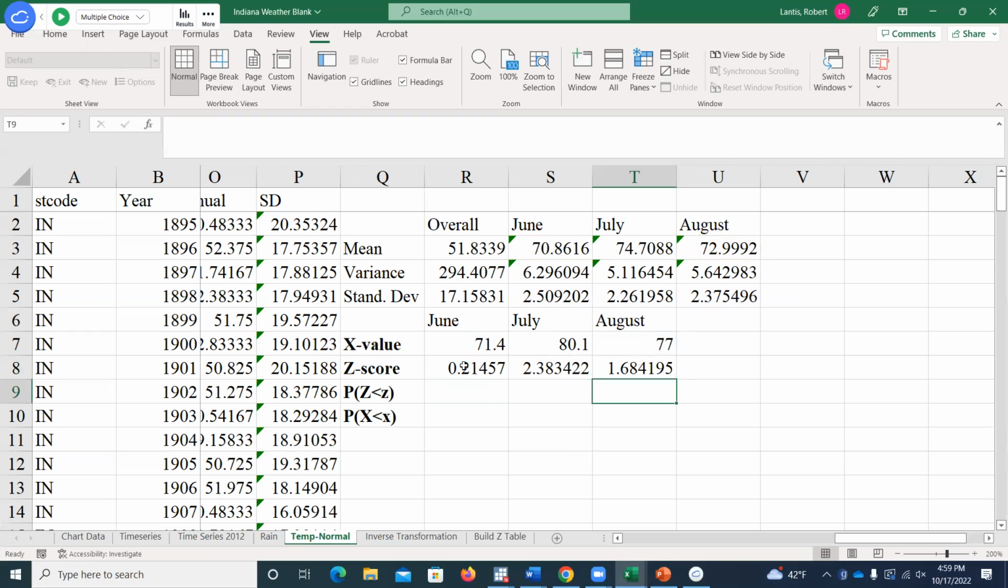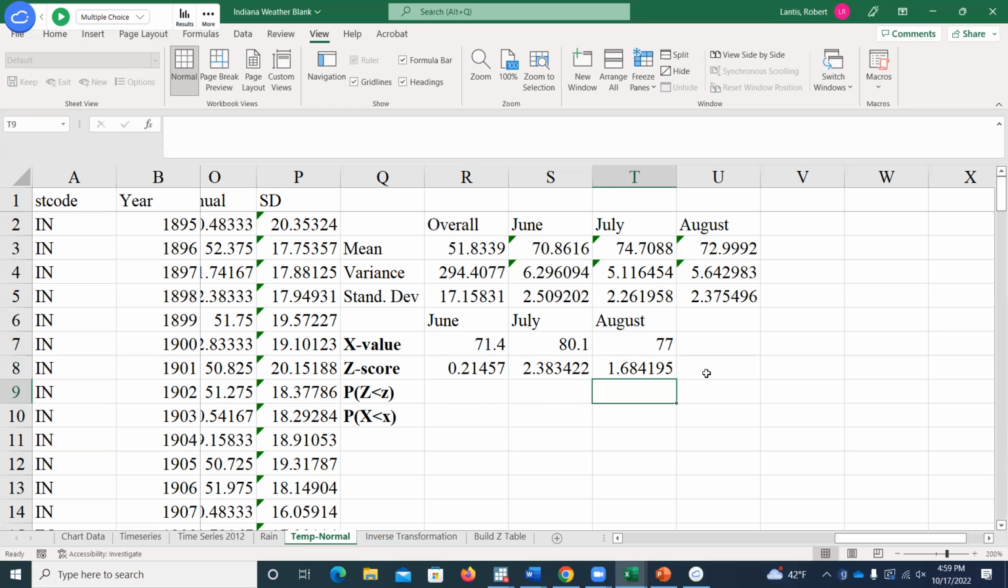Now I'll notice here, this cutoff value is not nearly as many standard deviations away from that mean, right? 71.4 is pretty close to 70.8. Well, this cutoff value of 80.1, that's a little more than five standard deviations away from the mean of July temperature. Standard deviations are somewhat similar. So it's a higher number of standard deviations away. Okay. So I don't know, just saying things out loud just so we hear them over and over.